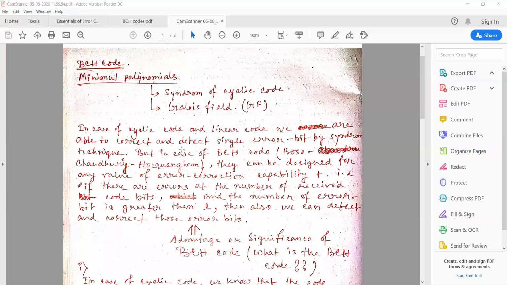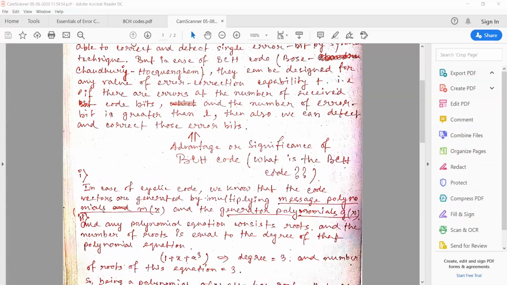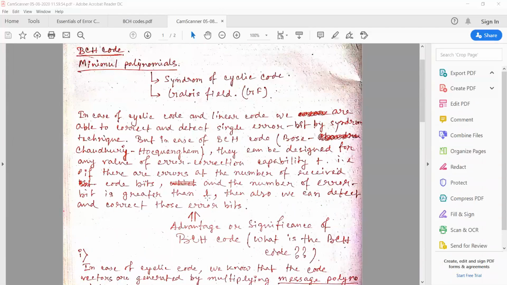That means they can be designed for any value of error correction capability T. Okay. So that is the basic of the BCH code, and this is the full form of the BCH code, that is Bose, Chaudhuri and Hocquenghem.